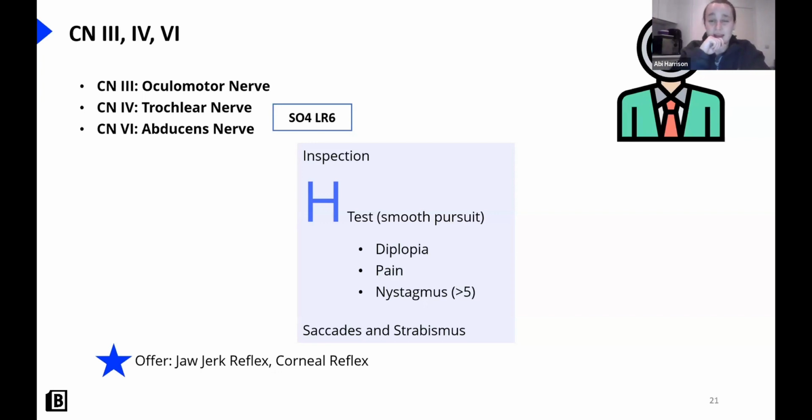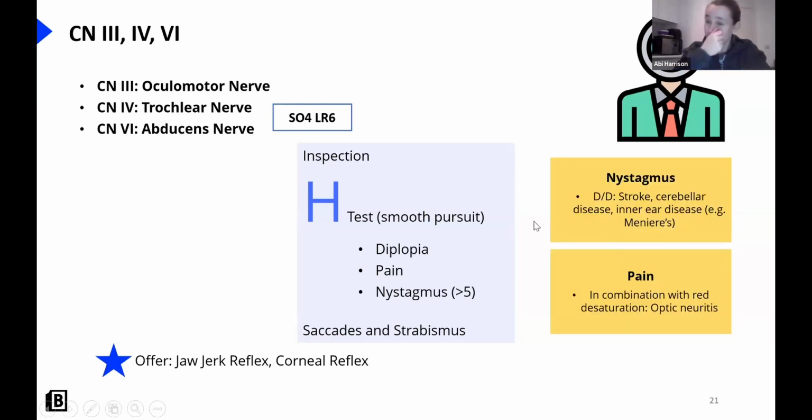The other thing to do with your H test is when you're at the very lateral portion of their vision, hold your finger there, as that's where you'll commonly see nystagmus, which is flicking of the eye. And pathological nystagmus is more than 5 beats. I'll explain how to do it on the other slide, but saccades and strabismus you should also assess. And then the 2 reflexes that you should offer at this point are your jaw jerk and your corneal. But again, I'll speak through how to do that in case you're either expected to do it or an examiner might ask you how to do that.